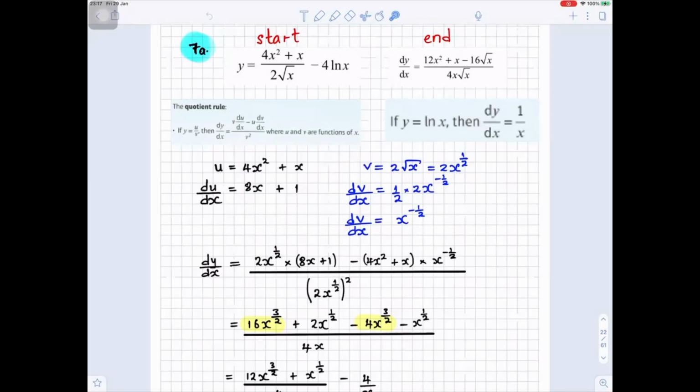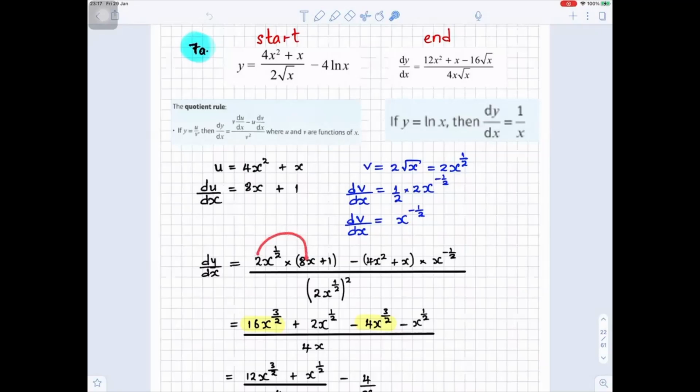du over dx, that's du over dx, which goes next. Minus goes next. u, which is 4x squared plus x, goes next, times dv over dx, which is x to the power minus a half, all divided by v squared. v is 2x to the half, you put it there and you square it. All we have done is substitute. Now we want to remove the brackets.